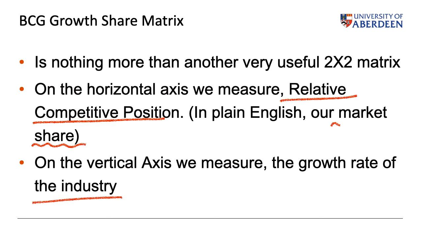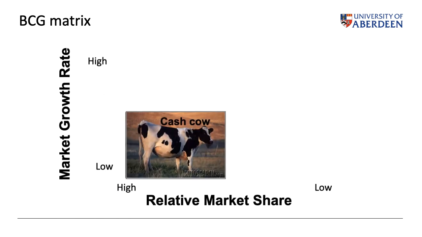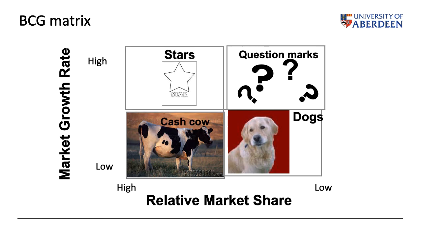The BCG matrix is nothing but a 2x2 matrix which on the horizontal axis has the relative competitive position, which in plain English is the market share. And on the vertical axis, it has the growth rate of the industry, which is another way of saying which part of its lifetime the industry is in. Is it a young industry, a middle-aged industry, or an old industry? When we put together these two axes, we find that there are 4 quadrants. And the Boston Consulting Group has chosen catchy names for them.